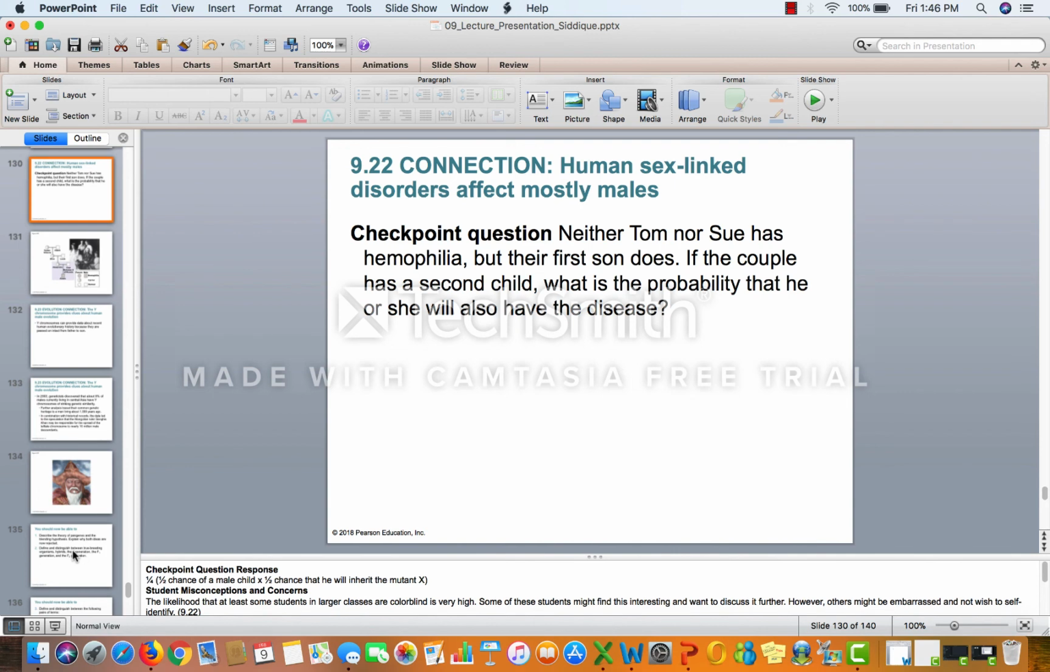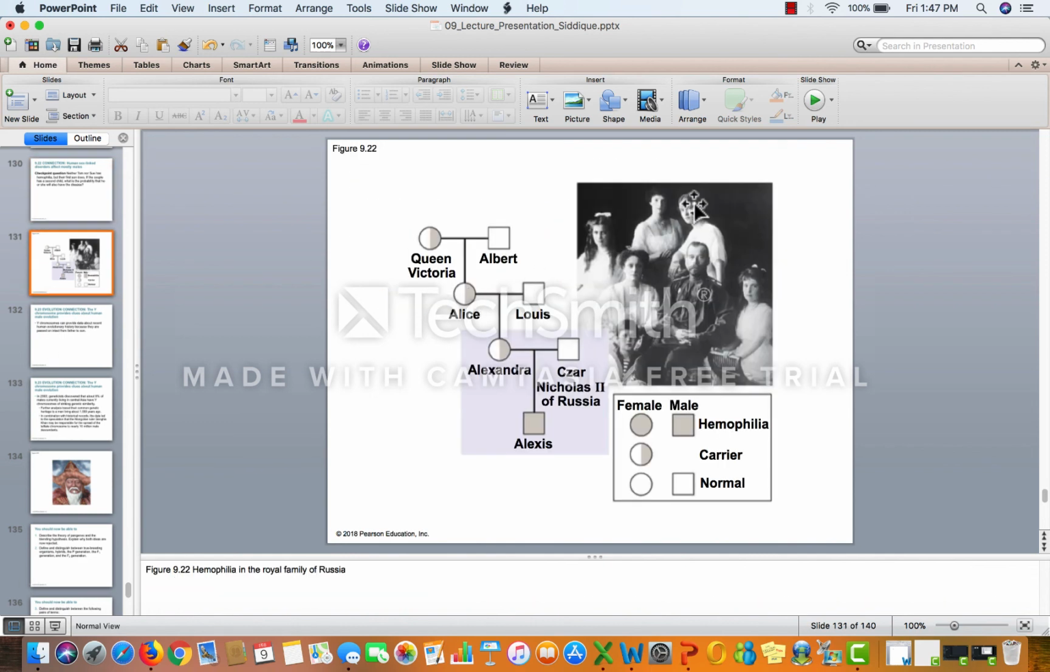Okay. Neither Tom nor Sue has hemophilia, but their first son does. Also, color blindness is a sex-linked, X-linked disorder, because most colorblind people are males. This is just another example. If the couple has a second kid, what's the probability that he or she will have the disease? 50%. Yeah. It's half the chance the child will be male and half the chance that he will inherit the mutant allele, okay?